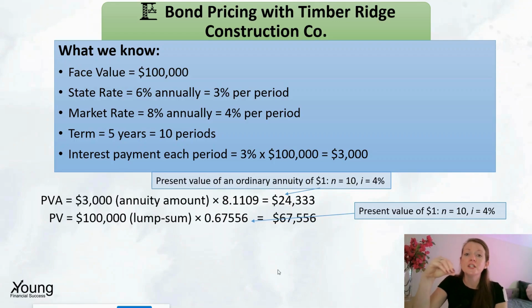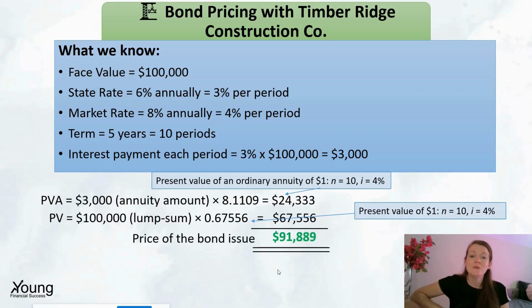So to find how much we as Timber Ridge Construction Company are going to make the investors pay us for these $100,000 of bonds, we're going to add those two together to get $91,889. So what this tells us is Timber Ridge is going to get $91,000, almost $92,000 for these bonds. But then they have to pay the 3% every 6 months, so $6,000 a year, and they have to pay the full $100,000 to the investors at the end of the 5 years.